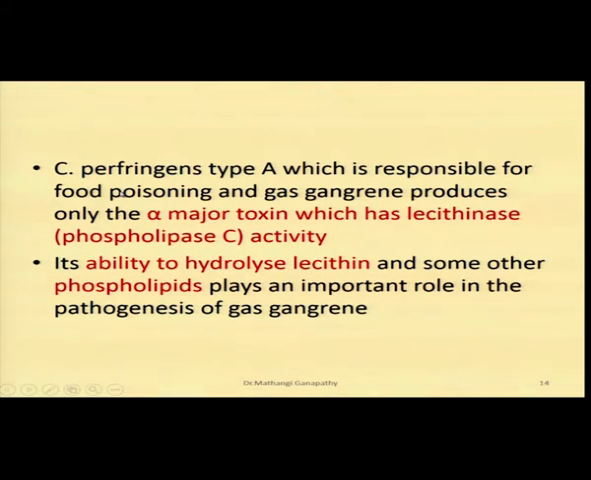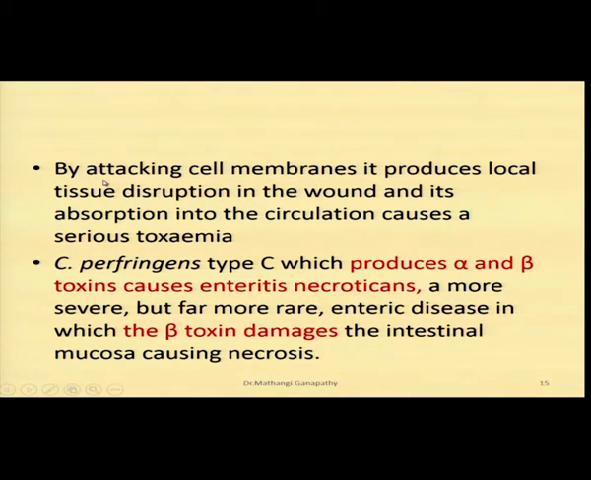Clostridium perfringens type A, which is responsible for food poisoning and gas gangrene, produces an alpha toxin. This alpha toxin has a lecithinase or phospholipase activity. So, as the term indicates, lecithinase is capable of hydrolyzing lecithin. It is also capable of hydrolyzing phospholipids. So, this capability actually plays a huge role in the pathogenesis of gas gangrene. By attacking the cell membranes, it produces local tissue disruption in the wound, and then its absorption into the circulation causes serious toxemia.